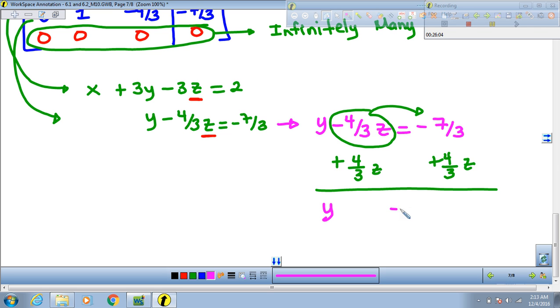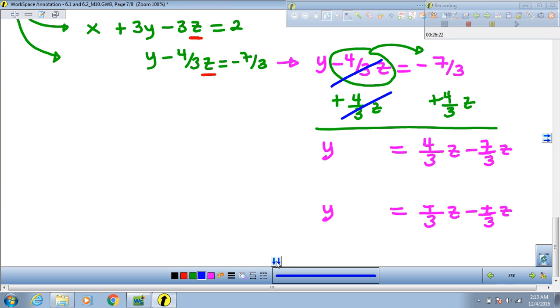And then you're going to get y equals, I'm going to write first 4 over 3z minus 7 over 3z. And these two are going to cancel. So this is one of your answers, this equation. But we're not done yet. Now you're going to use this equation to plug in where? Into the equation, into the first one that has three variables.